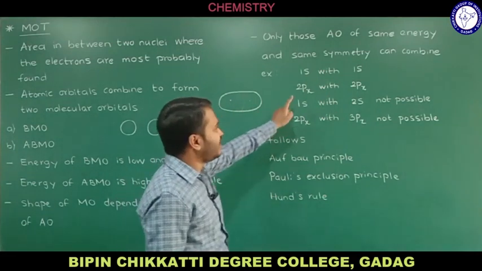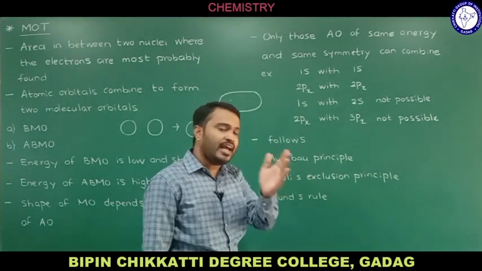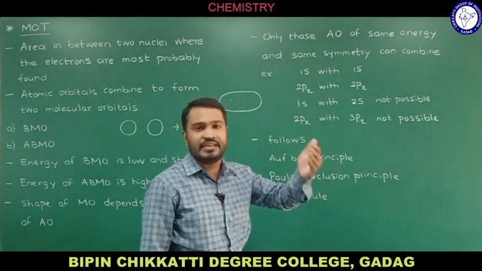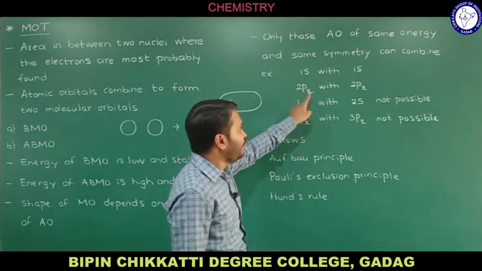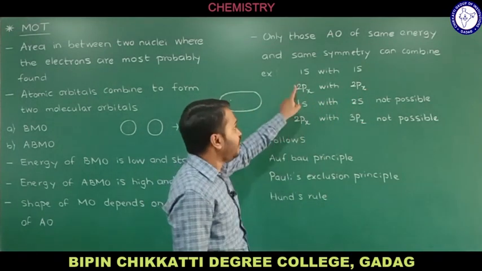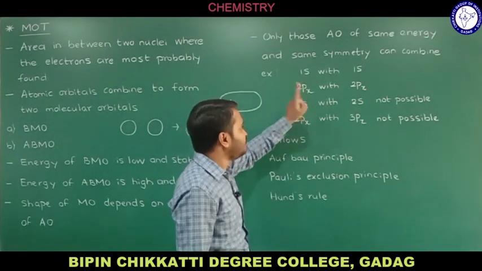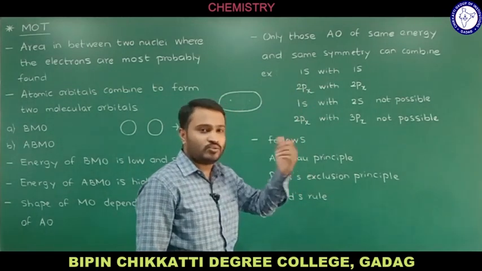One more example: I consider 2px. As we know, for p we have 3 atomic orbitals, px, py, pz, based on the direction in which we represent the lobes. So 2px is going to combine with 2px only. We have principal quantum number 2 and azimuthal quantum number p, and that combines with 2px only. Then we get the molecular orbitals.